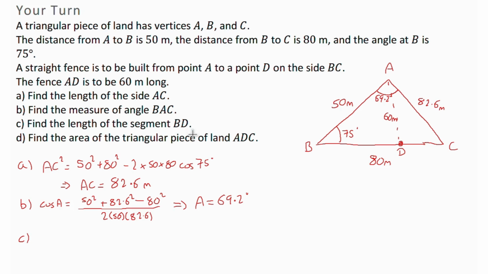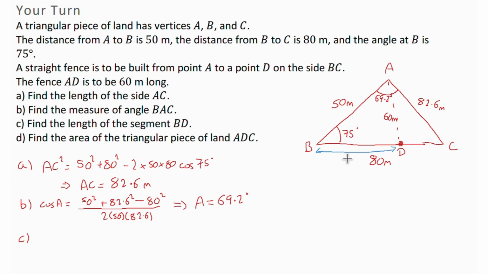Part C, find the length of the segment BD. So now we're looking for this segment here. Now I don't have two pairs of opposites. Well, I do, sorry, I have this pair of opposites here and this pair of opposites here. Or I could also use the cosine rule using these ones and the fact that we know it's equal to this. I'm going to do the cosine rule.